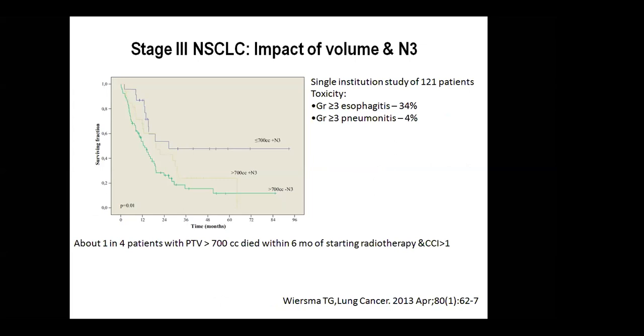Another thing that you need to keep in mind, as I told, is that tumor size is a very important prognostic factor. This very interesting analysis showed that the presence of N3 disease, that is the contralateral mediastinal lymph nodes or the supraclavicular group of lymph nodes, was not such a bad prognostic factor as was the volume of disease more than 700 cc. So if you have a patient who has multiple comorbidities and a large volume lung disease, don't be overzealous in going ahead with radical CTRT. Other options of shortened course of radiotherapy can also be considered.